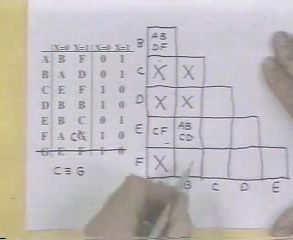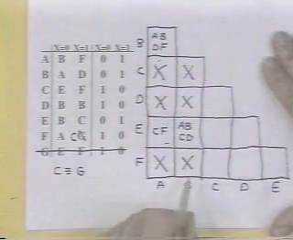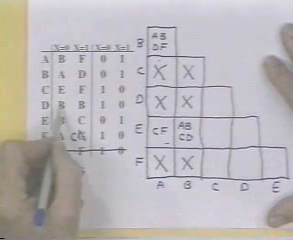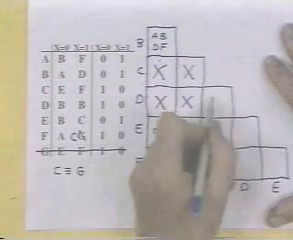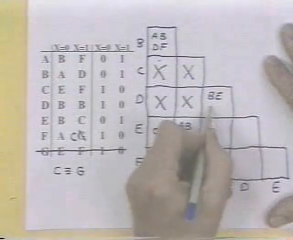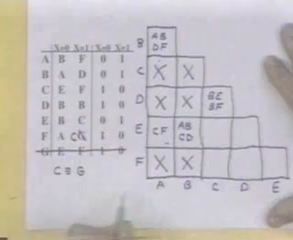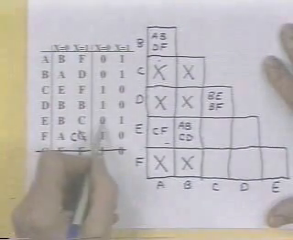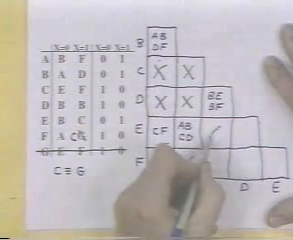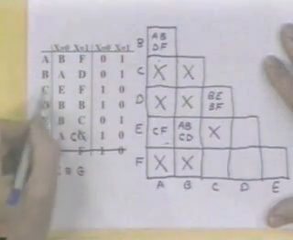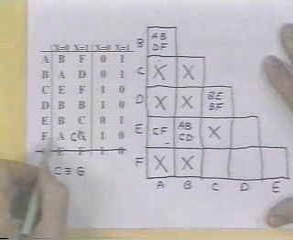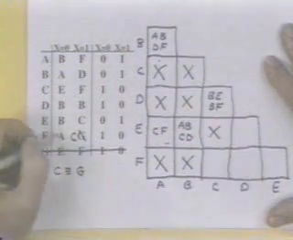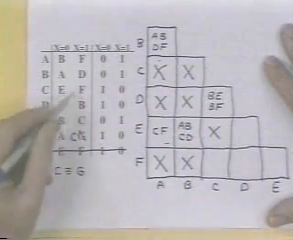Different outputs, not equivalent. C and D, same outputs. The implied pairs are BE and BF. What about C and E? C and E have different outputs. What about C and F? C and F have the same outputs, and the next states would be AE and CF.